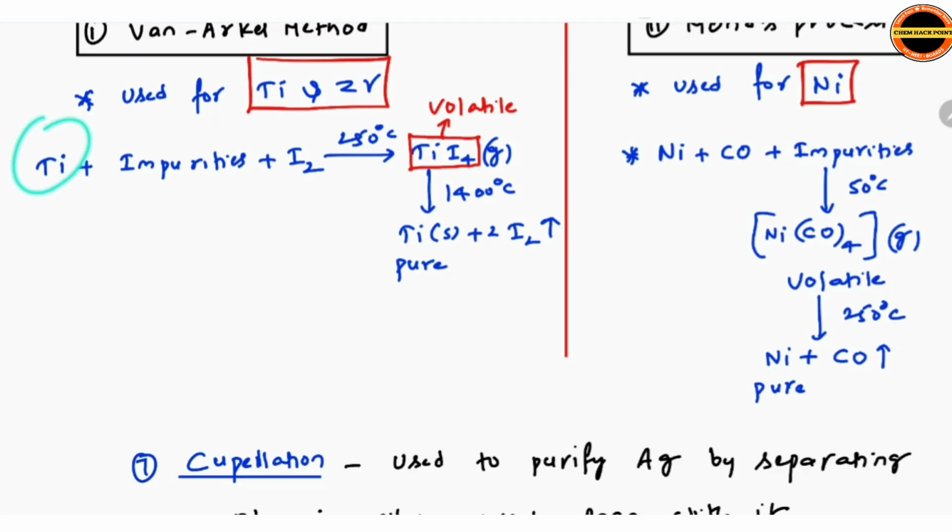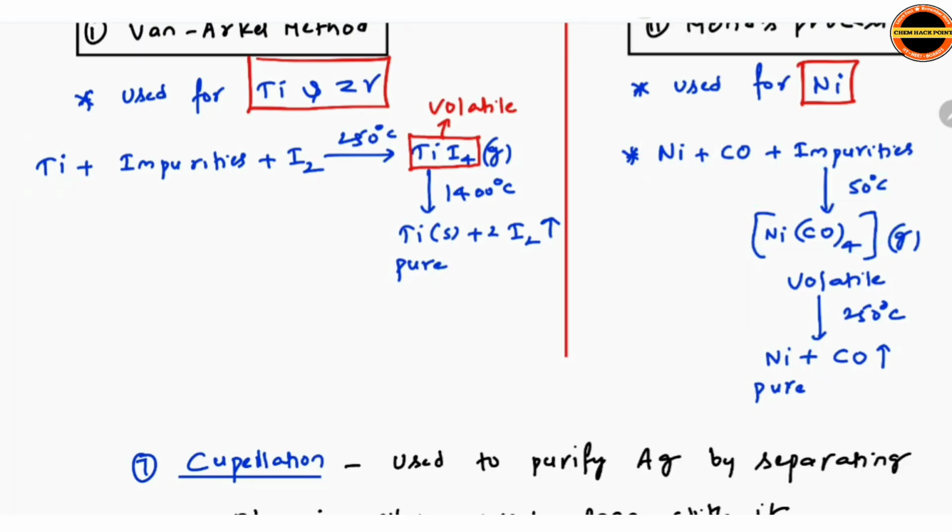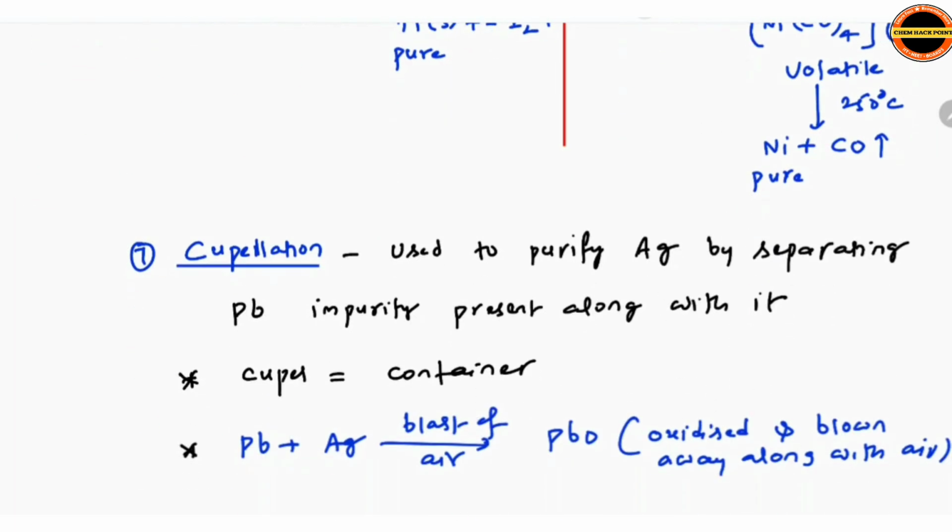Just we are converting iodide into vapor form, getting titanium into vapor form, getting pure titanium. Here nickel into vapor form, getting pure nickel. So overall, impurities are left in the container. These are important examples and reactions you have to remember.